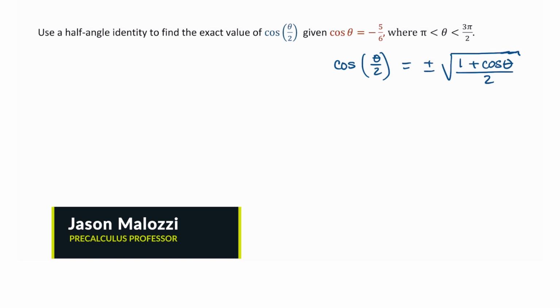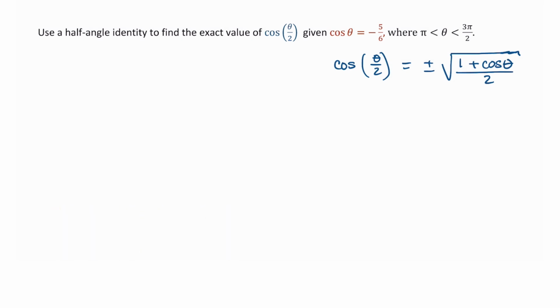Hello there, and welcome back. What we're going to do in this video is use a half angle formula to find cosine of theta over 2, given that cosine of theta is negative 5 over 6, where theta is between pi and 3 pi over 2, making it a quadrant 3 angle.